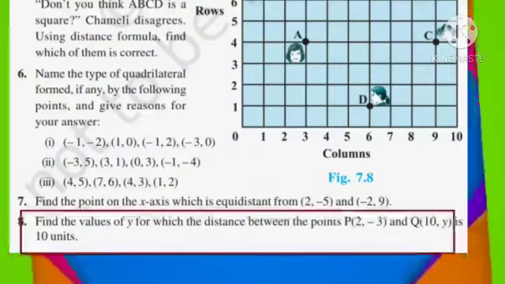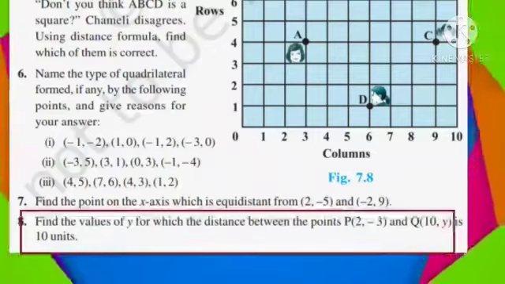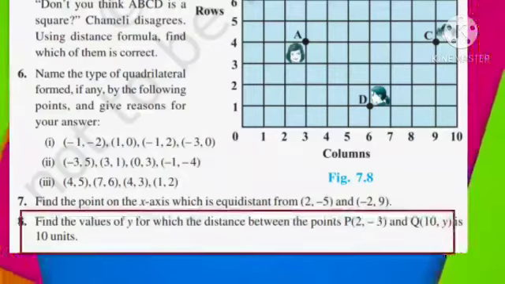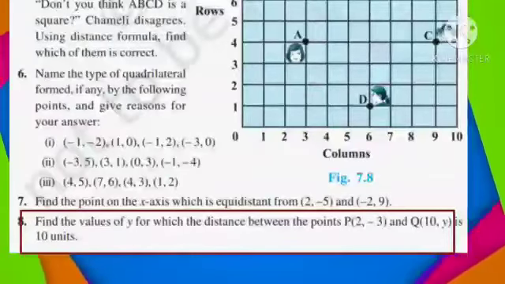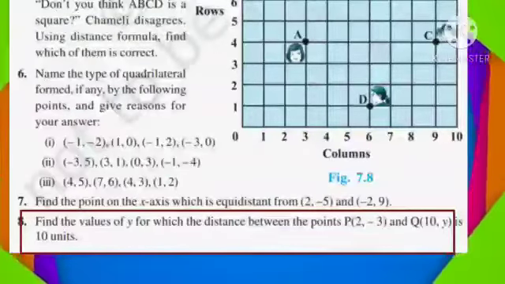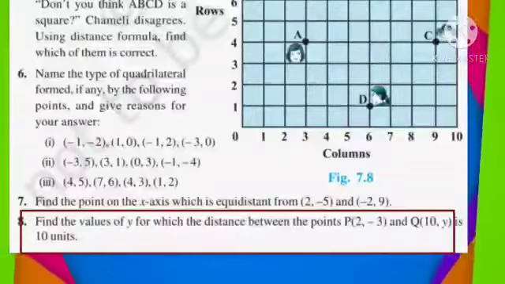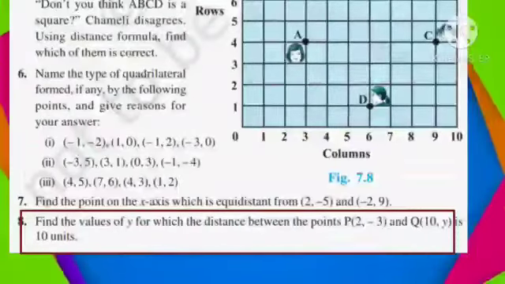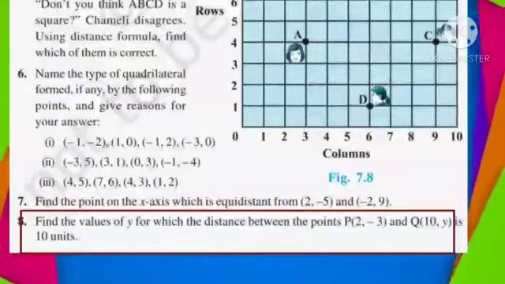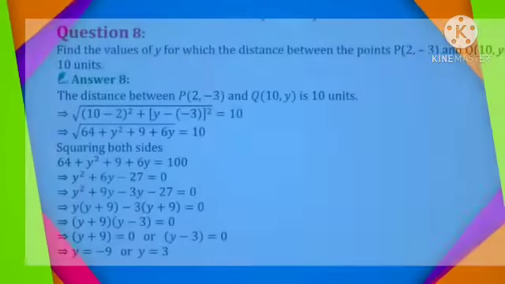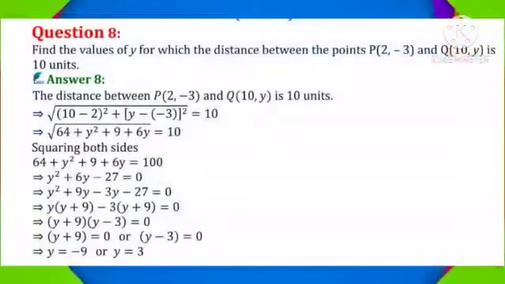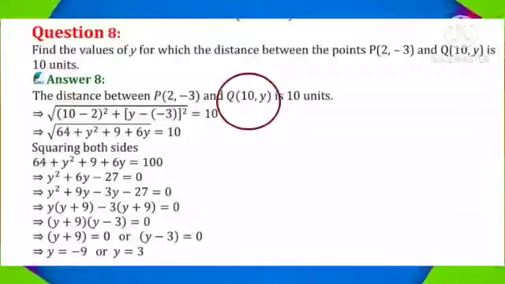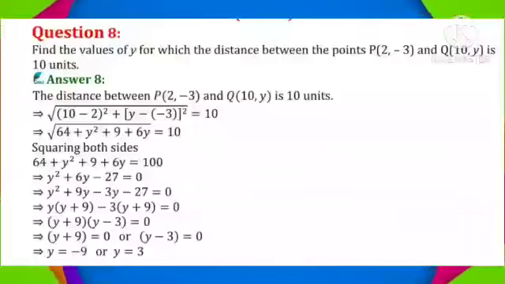Now let us move to question number 8 of exercise 7.1. In this question, we have to find the value of y for which the distance between the points P, whose coordinates are (2, -3), and Q, whose coordinates are (10, y), is 10 units. Dear students, in this question the distance between the 2 points is given, that is 10 units, and we have to find the value of the ordinate of one of the given points. So again we have to use the distance formula.